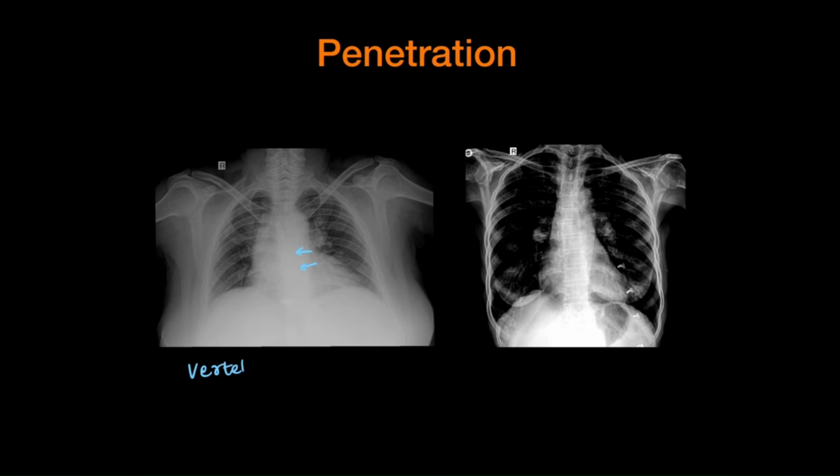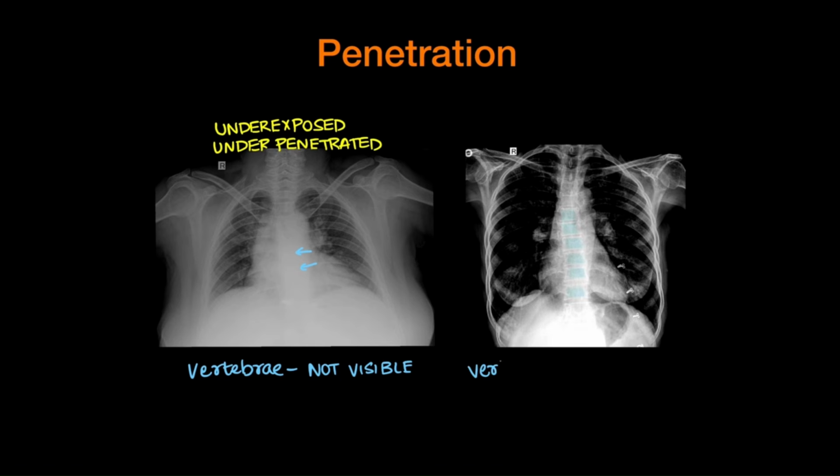Here we have two X-rays, and in the first X-ray you can see vertebral bodies are not visible at all behind the cardiac shadow. So this is an underexposed or underpenetrated film where there is no good penetration of X-rays through the tissues. In the next X-ray, we can see that there is too much clarity in the visualization of vertebral bodies behind the cardiac shadow. So the vertebrae are too clearly visible. That means it's an overexposed or over-penetrated film.